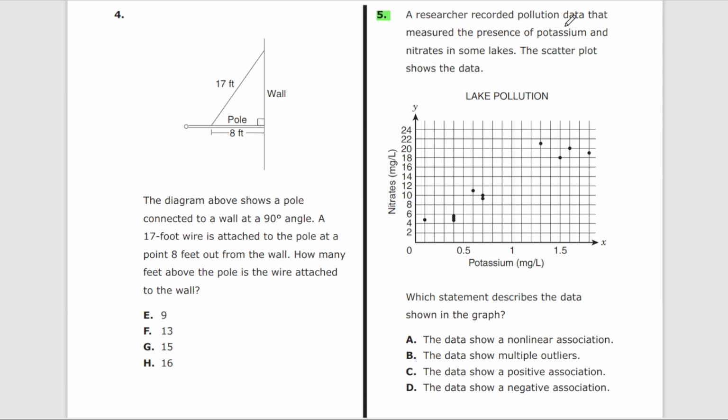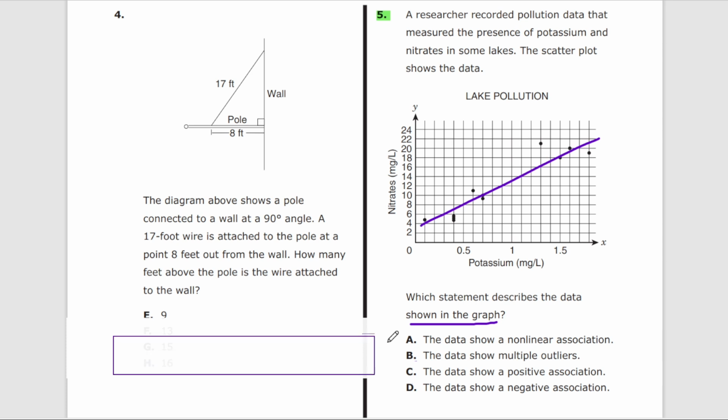The next problem is problem number 5. A researcher recorded pollution data that measured the presence of potassium and nitrates in some lakes, whatever. Which statement describes the data shown in the graph? So I typically hate these problems. There's no deterministic way to get these problems exactly right. So it's kind of guessing here and there. But if you're going to draw the regression line, it may look like this.